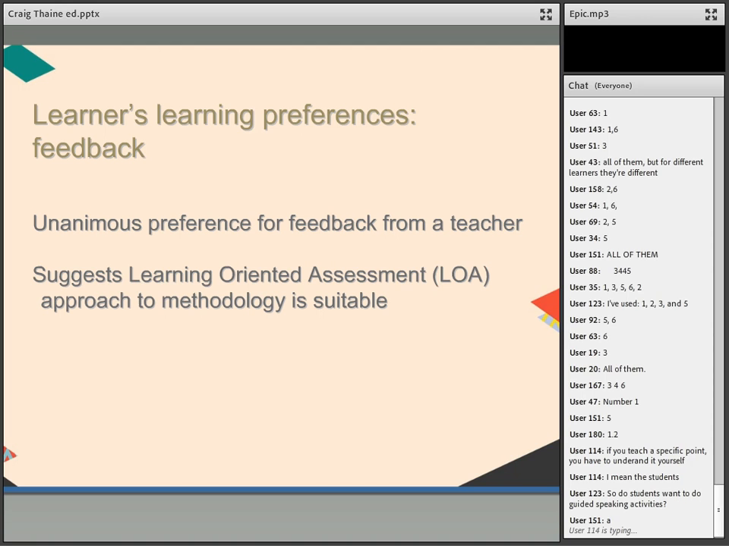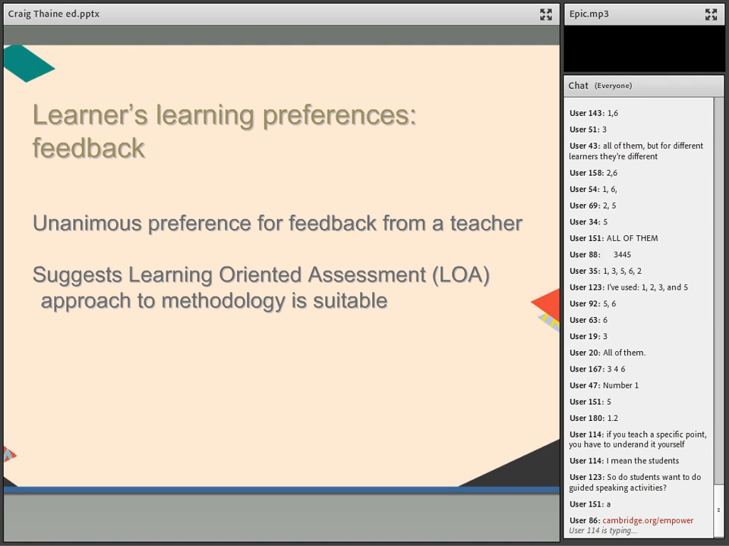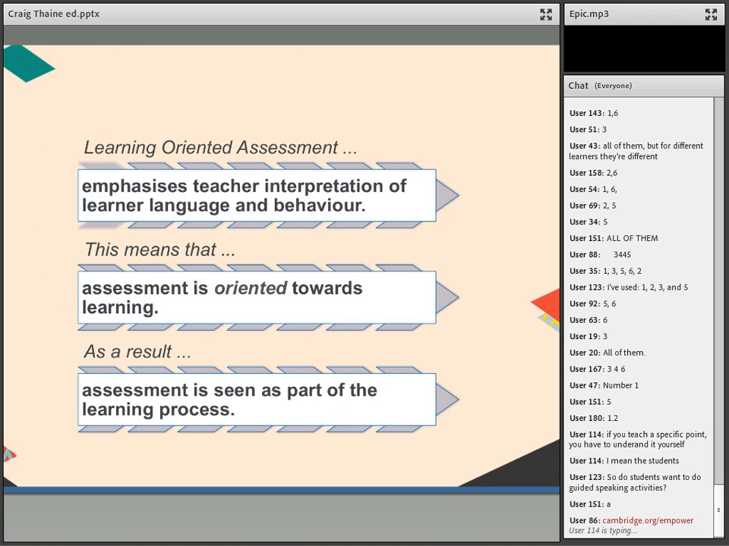Previously, I've done a webinar on learning-oriented assessment. That webinar is called Tuning into Your Learners, and it's available on the Cambridge English Empower website. It's freely available if you want to find out about that in a little bit more detail. But learners' comments here, to me, suggest that an LOA approach to methodology is suitable. So I'll just quickly recap on what I mean by this.